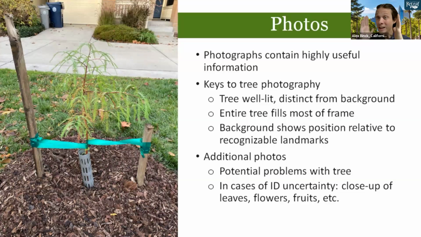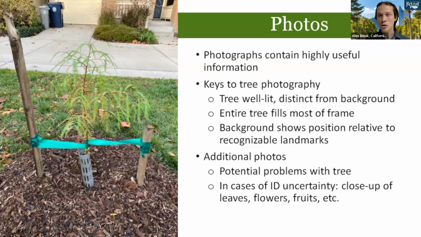You want to be at the right distance from the tree, so that ideally the tree is filling most of the frame. You don't want to be too far away or too close to where you can't see the whole tree. If you're too far away, you're not going to have enough resolution to see what's going on at the finer scale. And then ideally, if there's some kind of background object that you can see with the tree, that's really great to capture as well.